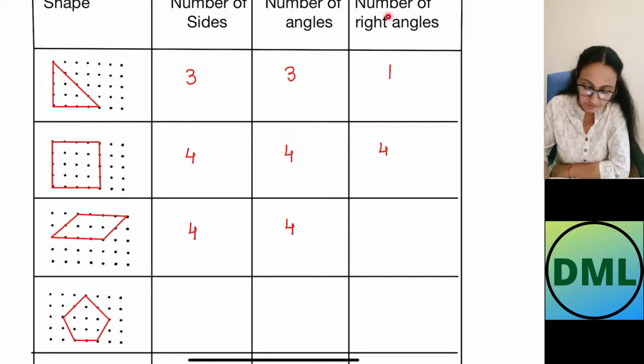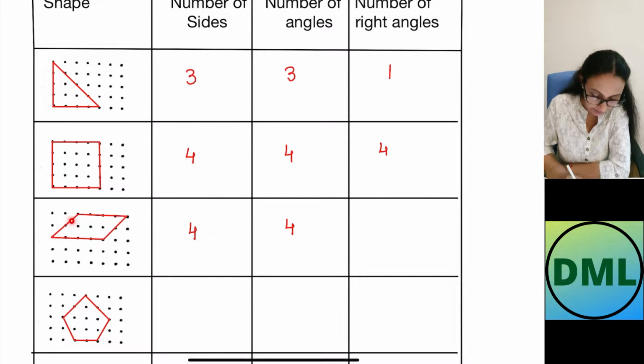I have to find out the number of right angles. How many right angles are inside my figure? Is there any right angle? No, right? No lines are perpendicular to each other. That means there is no right angle. Our right angle count is 0.